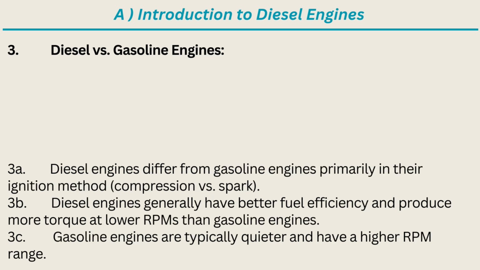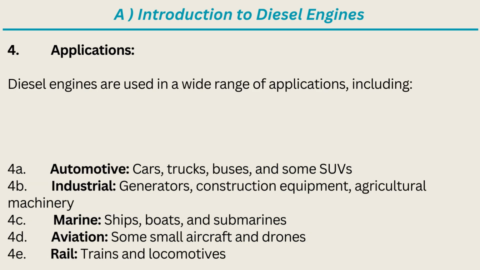3. Diesel versus gasoline engines. 3a. Diesel engines differ from gasoline engines primarily in their ignition method, compression versus spark. 3b. Diesel engines generally have better fuel efficiency and produce more torque at lower RPMs than gasoline engines. 3c. Gasoline engines are typically quieter and have a higher RPM range.